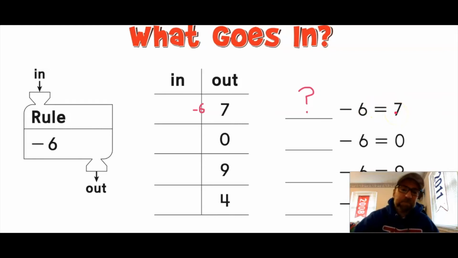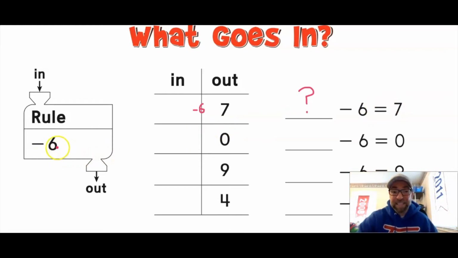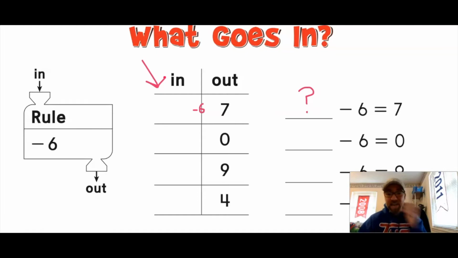Now remember, since we're subtracting this time, our biggest number must be in the inbox. So a lot of students will say, I know the answer. The answer's 1. 1 minus 6? No, I can't do that. So we have to solve this problem a different way. I'll show you how we do it.